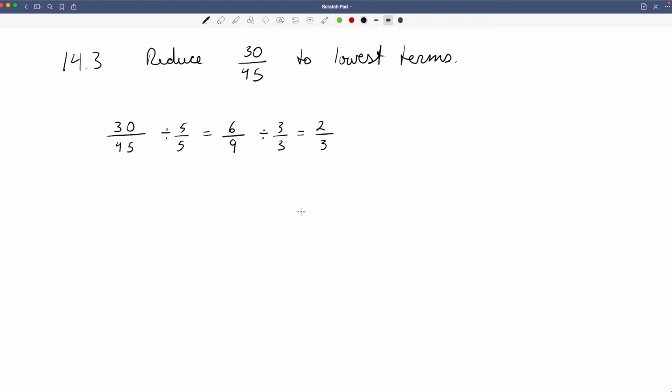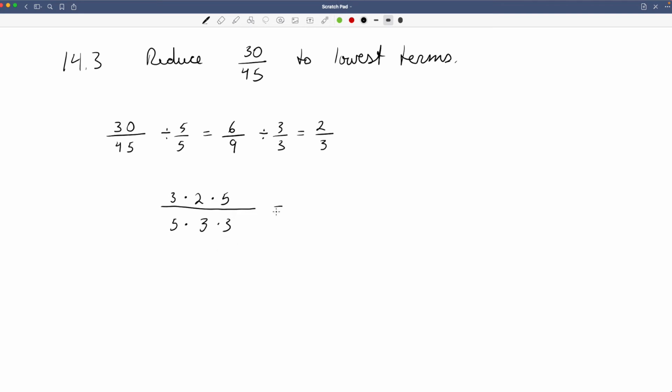Now there is another way that you can do this, and that is by finding the factors of both the numerator and the denominator. So let me show you an easy way to do that. I'm going to draw my line. What are the factors of 30? Well, I know 3 times 10, and I know that 10 is 2 times 5. That's as far as I can go with that. With 45, I know that it's 5 times 9, and 9 is 3 times 3.